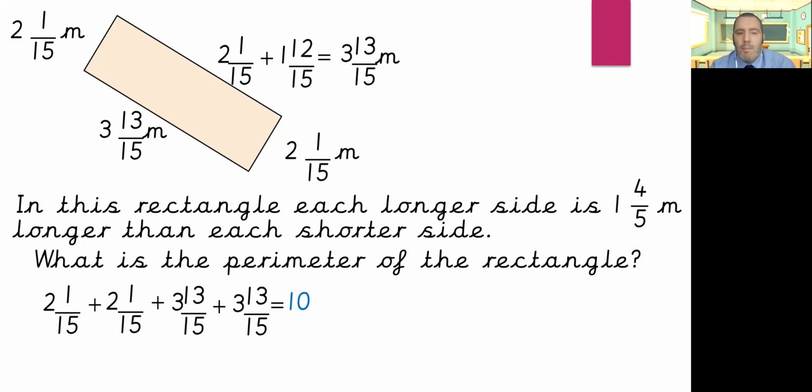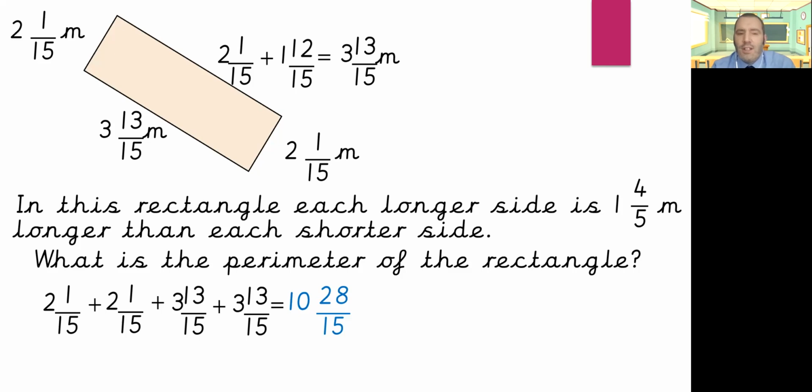So if I take my whole numbers, I've got 2 and 2, 3 and 3. So 3 and 3 makes 6, 2 and 2 makes 4, 6 and 4 makes 10. And now I can add up my 15ths. I've got 28 15ths, so 13 and 13 for 26, add 1 for 27, add 1 more for 28.